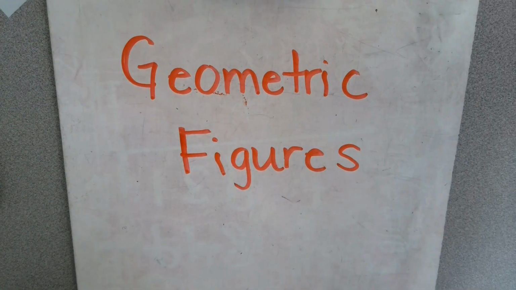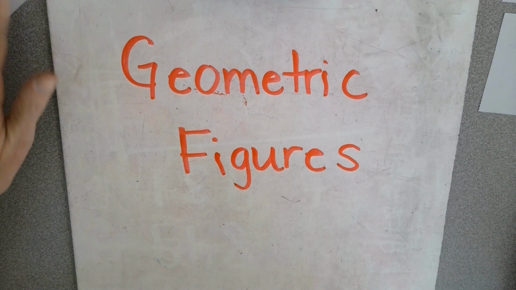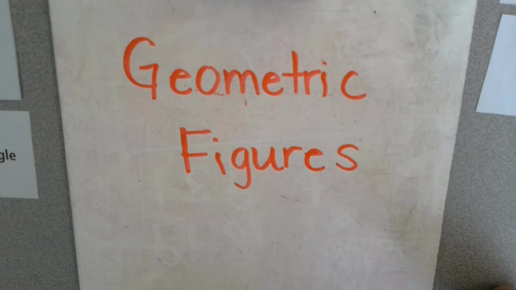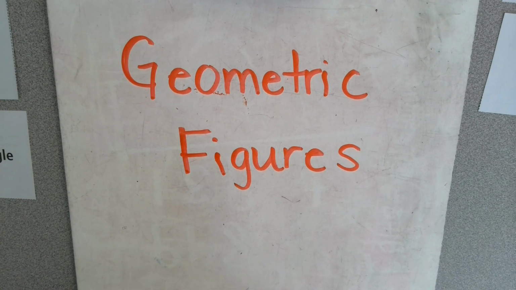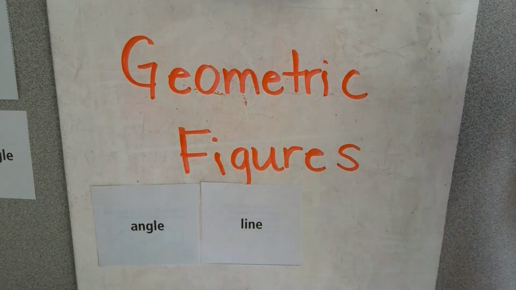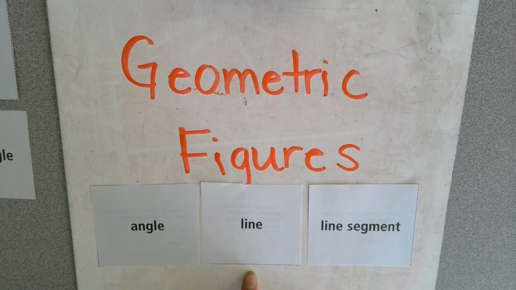Hi friends, so we just recently started focusing on our next unit of study, which we're going to do at the same time that we're working through Unit 7. We're going to be talking about the beginning of Unit 8, which is a focus on geometry. To get us started with this geometry unit, we are going to focus on 3 different types of geometric figures: an angle, a line, and a line segment.